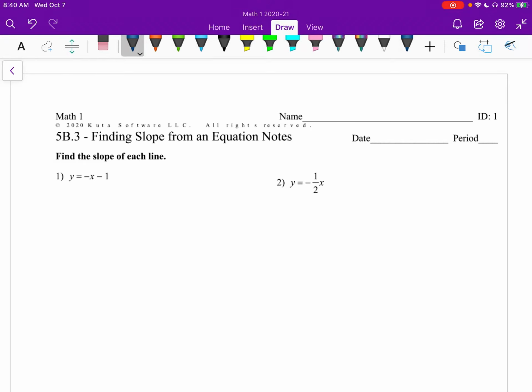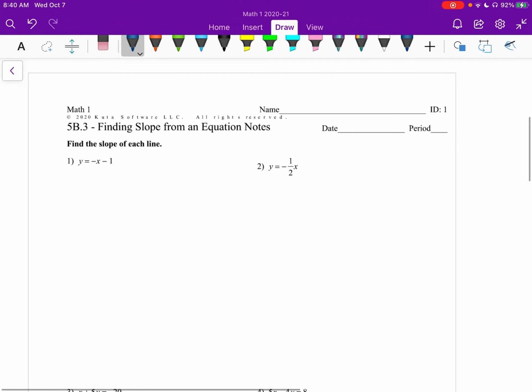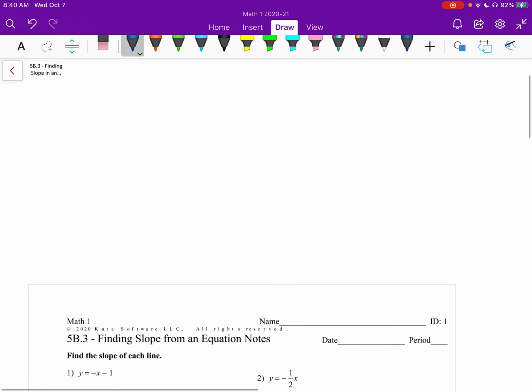All right, Math 1, Unit 5B, Section 3, finding the slope from an equation. So all of the notes on here have linear equations, equations that make a line, and we're wanting to find the slope without actually having to graph the line. Now there's a couple different ways of doing this, but before we get into it, I want to talk about some forms of a line.